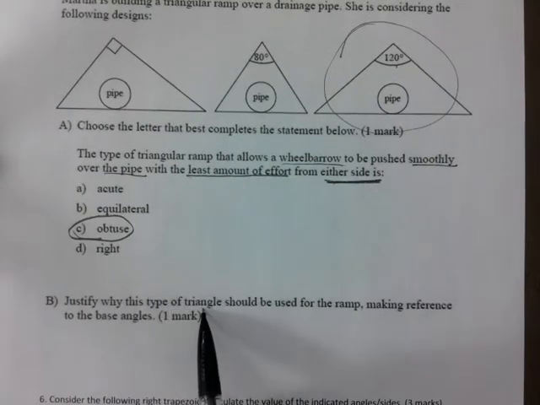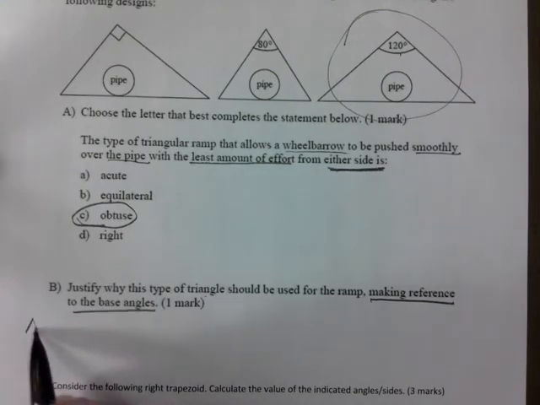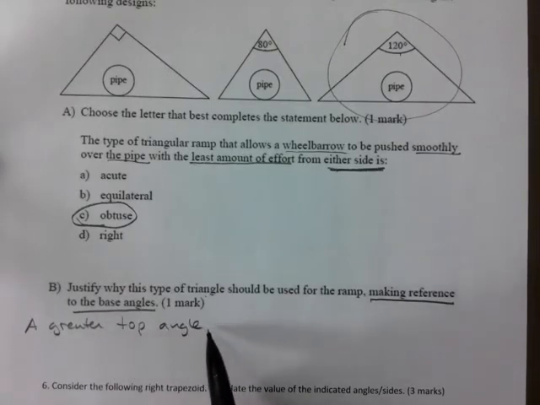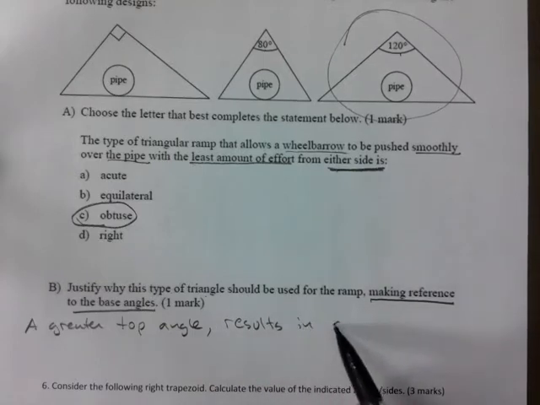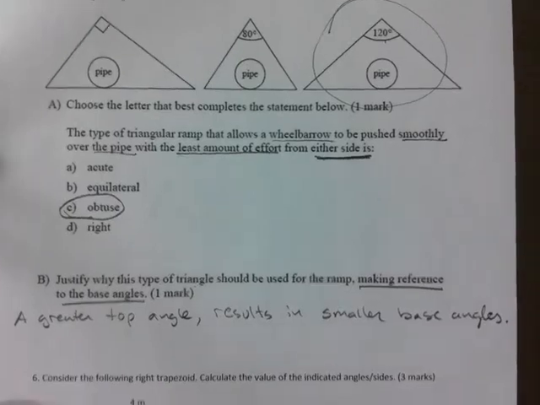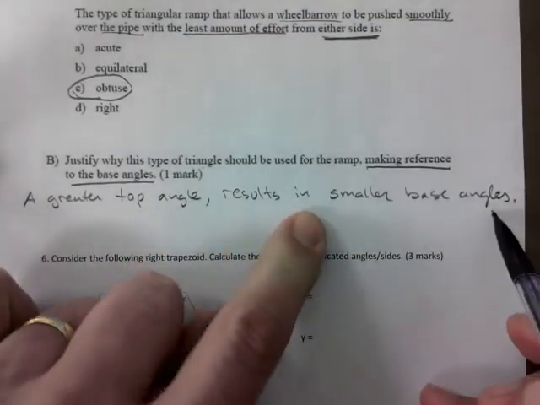Justify why this type of triangle should be used for that ramp, making reference to the base angle. I would just say this: a greater top angle results in smaller base angles.